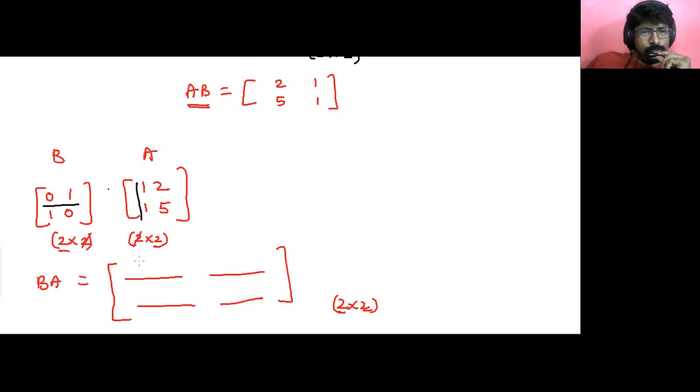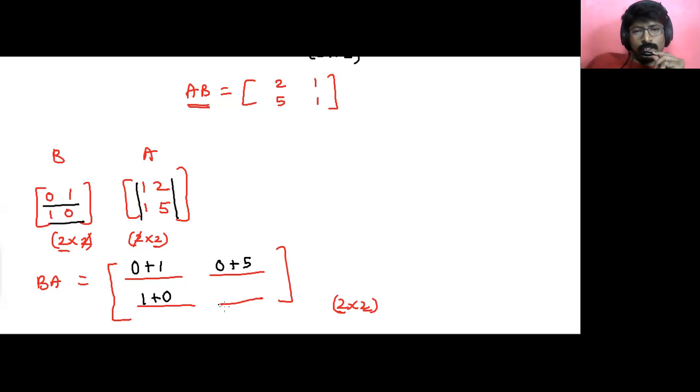1 into 0, 0. 1 ones are 1. What is this? First row and second column. 0 into 2, 0, plus 1 into 5, that becomes 5. What is the second row and first column? So second row of the first matrix and first column. So 1 into 1, 1, plus 1 into 0, 0.